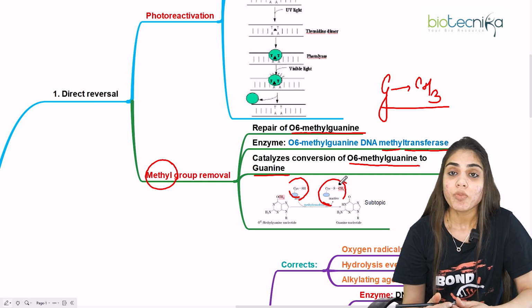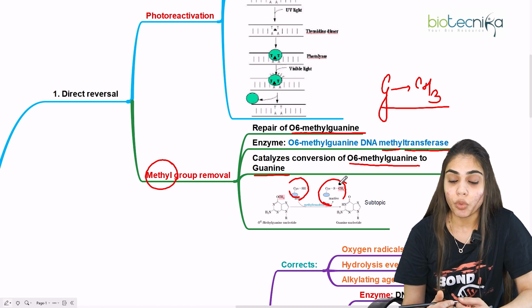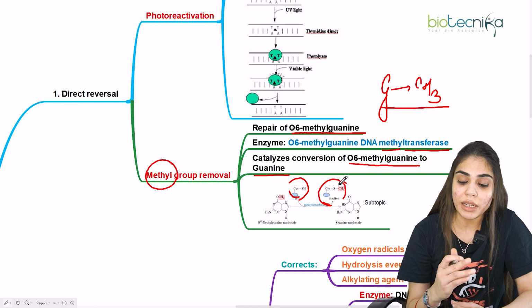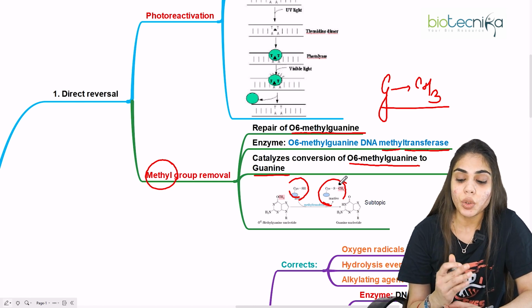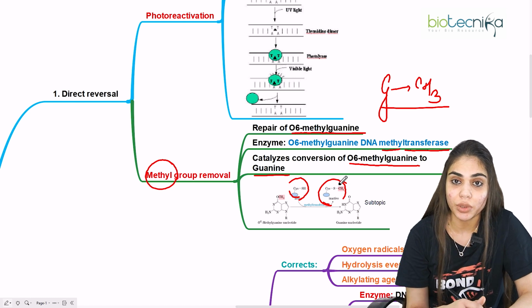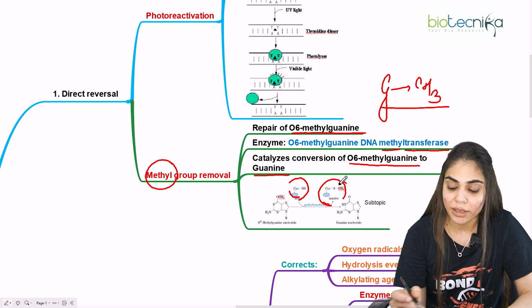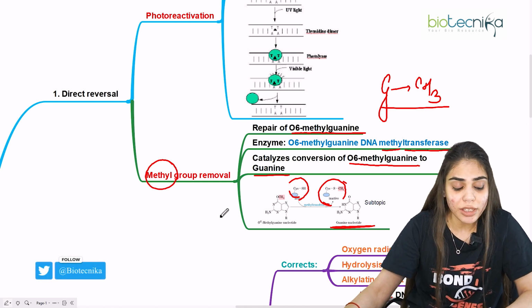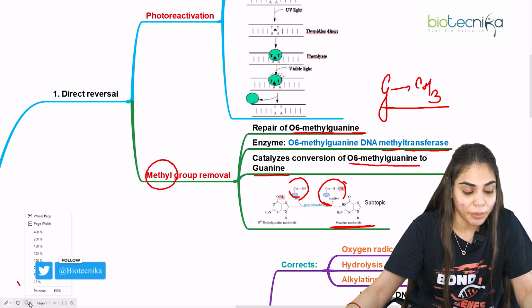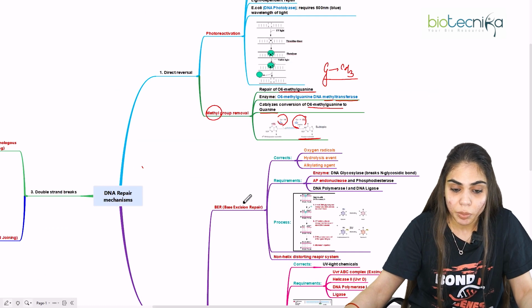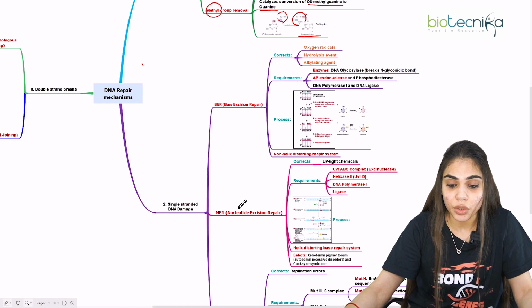And that's why this is called methyl group removal, because the enzyme, methyltransferase, is transferring that methyl group from guanine to its active pocket itself, and is transforming O6-methylguanine to the normal nitrogenous base, that is guanine, and hence the damage is repaired. So this is all about the direct reversal mechanism, where we have seen two pathways, that is photoreactivation as well as methyl group removal.